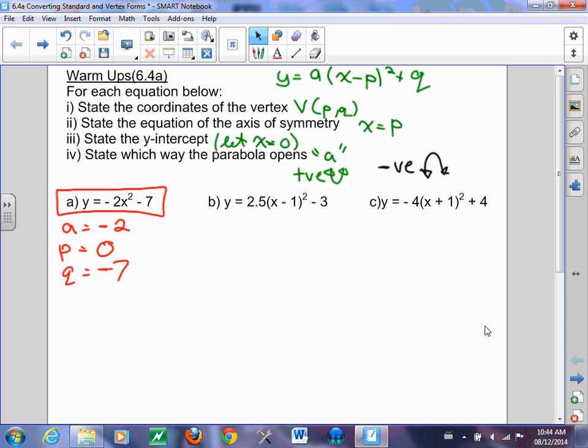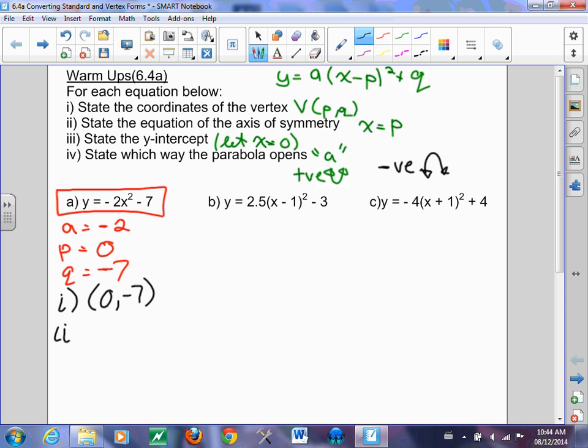All right, so let's answer some of these questions. The first one says, what's your vertex? And you should have 0 and -7. The second one, ladies and gentlemen, says to state the equation of the axis of symmetry. So it's x equals p, so it's going to be x equals 0. Third question, you're going to let x equal 0, so it's going to be y equals -2 times 0 squared minus 7. Use your calculator or do some mental math here, and you're going to get y equals -7.